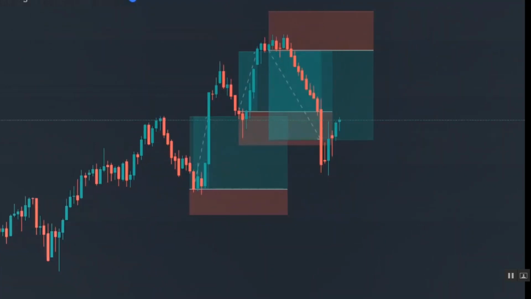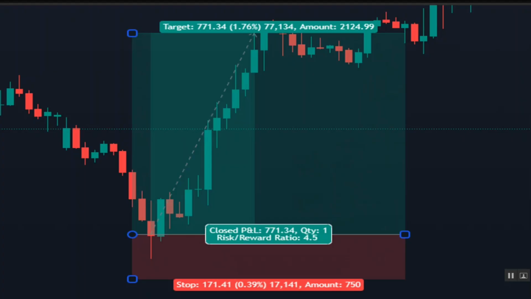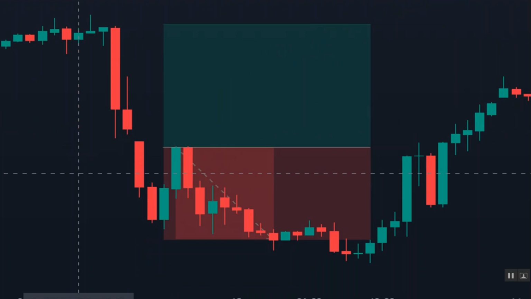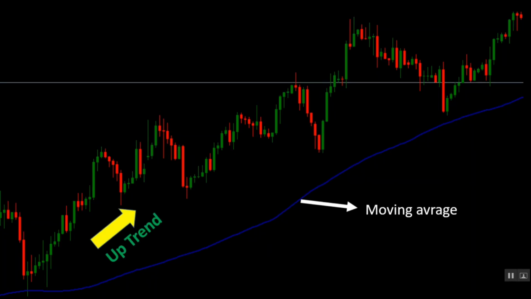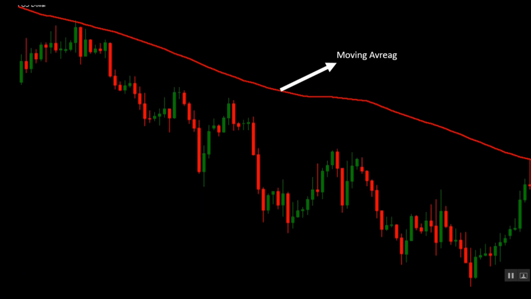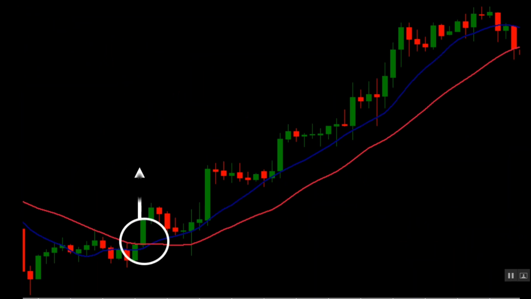Stay tuned until the end because I'll share some golden tips that most traders don't know. Before we dive into the strategy, let's first understand what a moving average, MA, is and why it's so useful in trading. A moving average is a technical indicator that helps smooth out price action and identify the overall trend. When the price is above the moving average, it indicates an uptrend, and when it's below the moving average, it signals a downtrend. But most importantly, when two moving averages cross each other, they generate powerful buy and sell signals. This crossover concept is the foundation of our strategy.